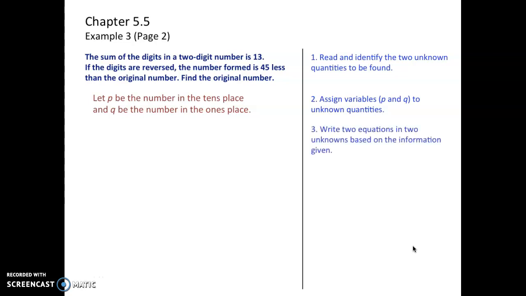So with this, we will need to form our two equations based on the information given. In the first line, it says that the sum of the digits is 13. So I'm simply going to have P, which is the first digit, plus Q, which is the second digit, to equate to 13. Remember to label your equations. So this will be my first equation, equation 1.